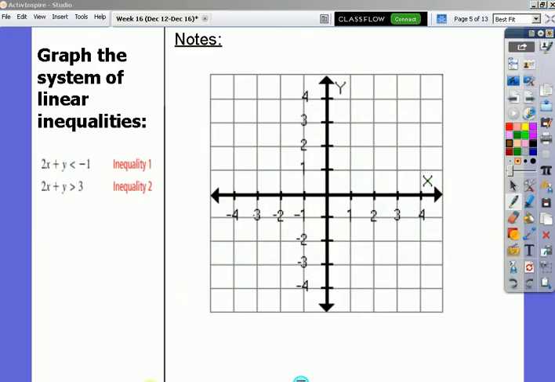Alright, so we're going to look at another system here. We can see that our inequalities are given to us in standard form. Ax plus by, in this case, is less than c, and ax plus by is greater than c. Normally, if I were to write this as an equation, it would look something like this.